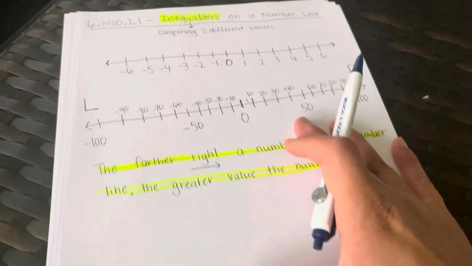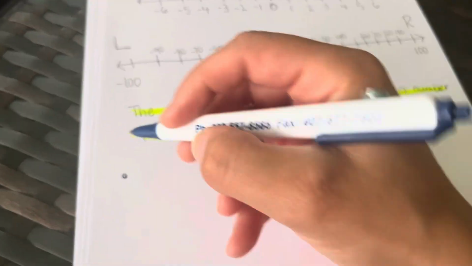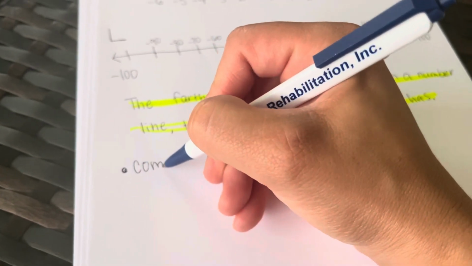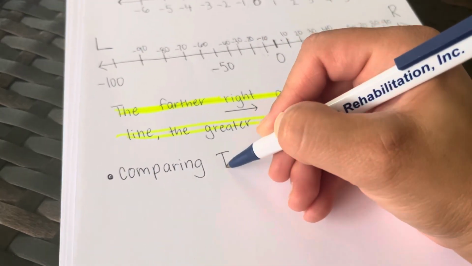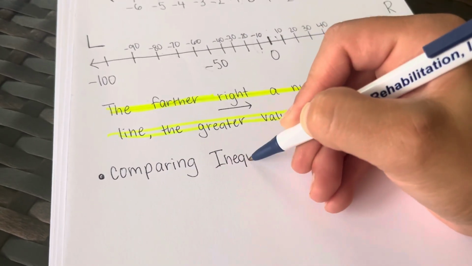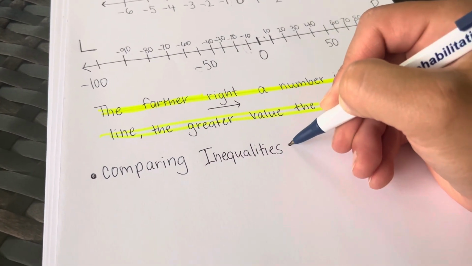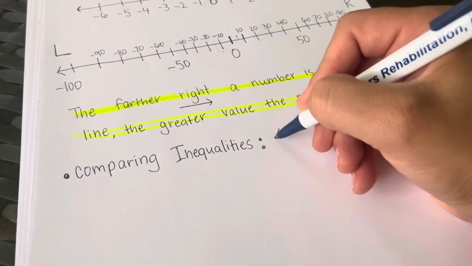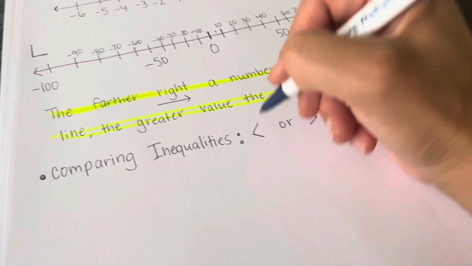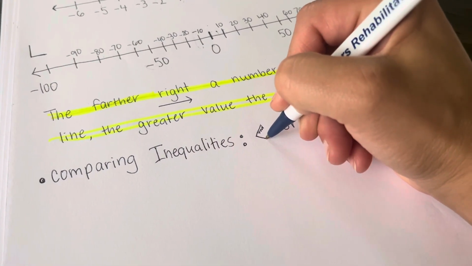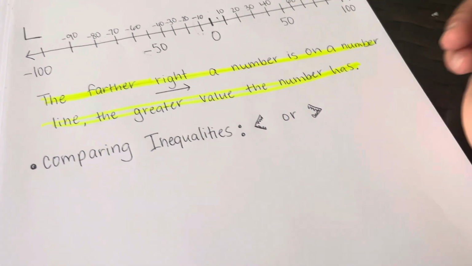A big part of this standard would be you guys being able to compare inequalities. So I'm going to give myself a bullet point, and I'm going to put comparing inequalities. And anytime you compare, we're using those greater than or less than symbols. None of these are going to be equal to. And if you want to put those little teeth in, the mouth's going to open to your bigger number.